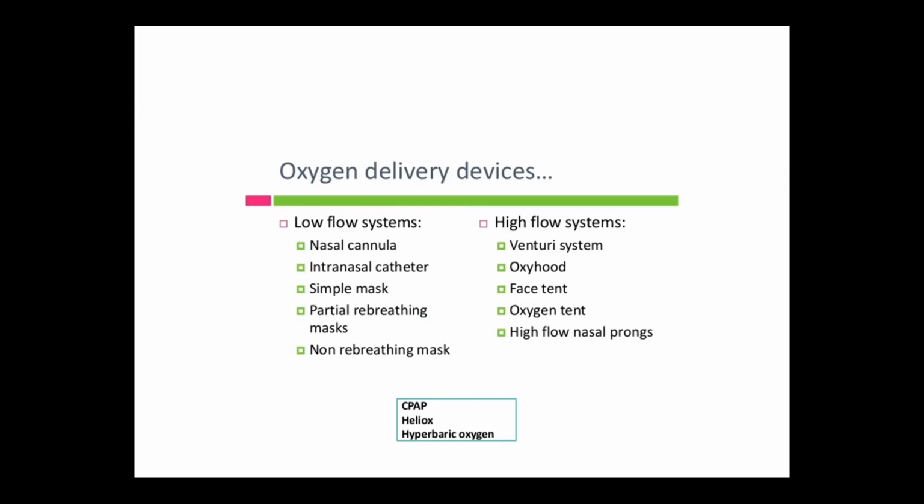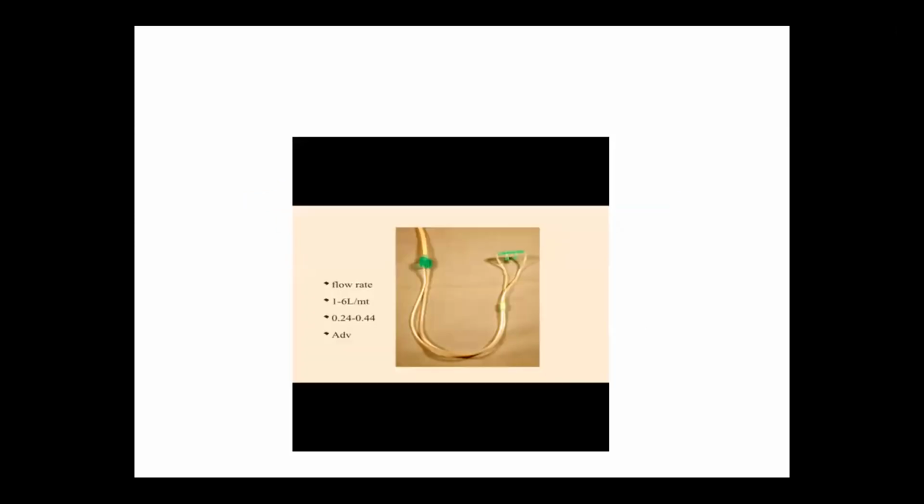Low flow systems are the nasal cannula, which depends basically on patient tidal volume, intranasal catheter, simple mask, partial rebreathing, and non-rebreathing masks. Your high flow systems are the Venturi system, face tent, and high flow nasal prongs. Coming to the nasal prongs, you should be aware of the flow rate we can give. It's about 1 to 6 liters per minute. The FiO2 we can give is 0.24 to 0.44. That is the nasal prongs.